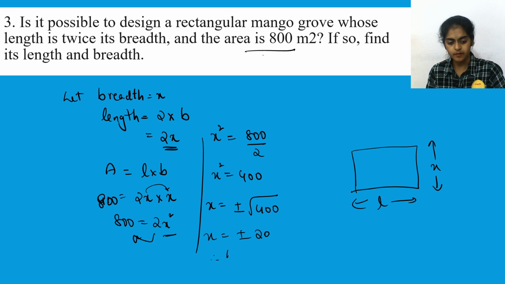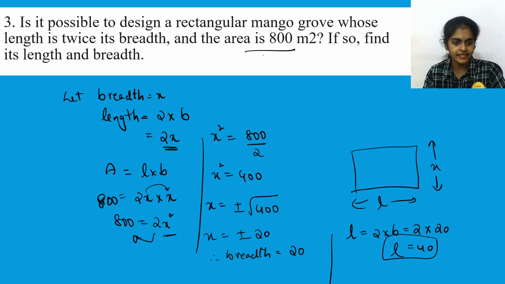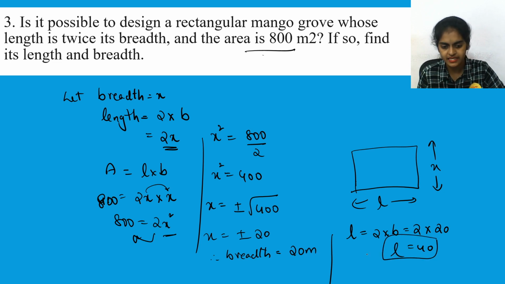But x is nothing but breadth. Breadth cannot be negative. So you will take x as 20. Right? Now if breadth is 20, what is length? Length is 2 times breadth, isn't it? So 2 times breadth, which you got as 20. So length will be 40. So length is 40 meters and breadth is 20 meters. This is the final answer.